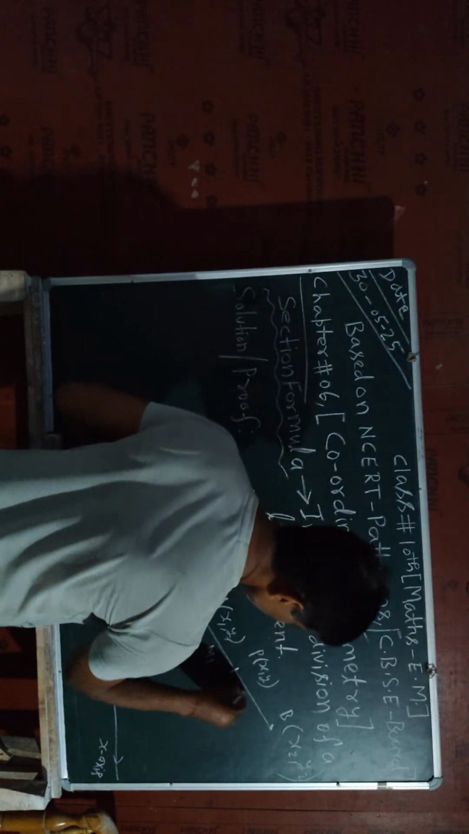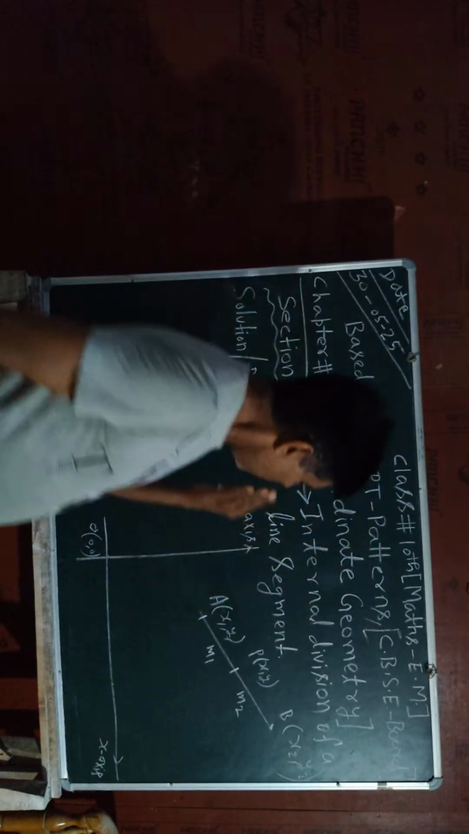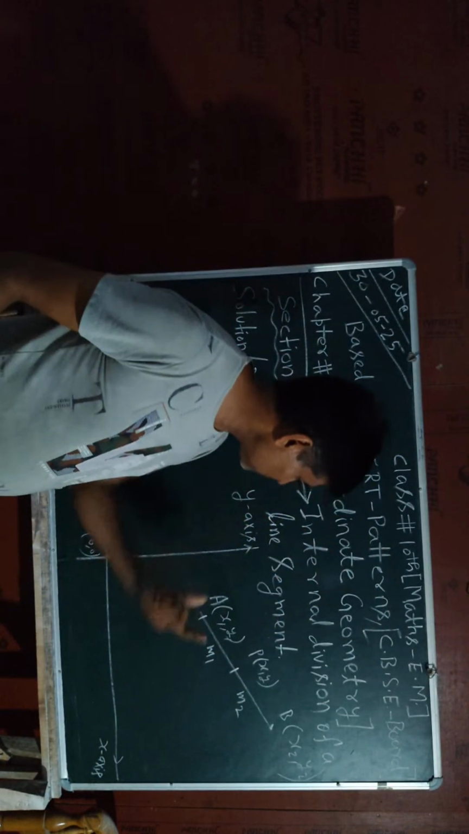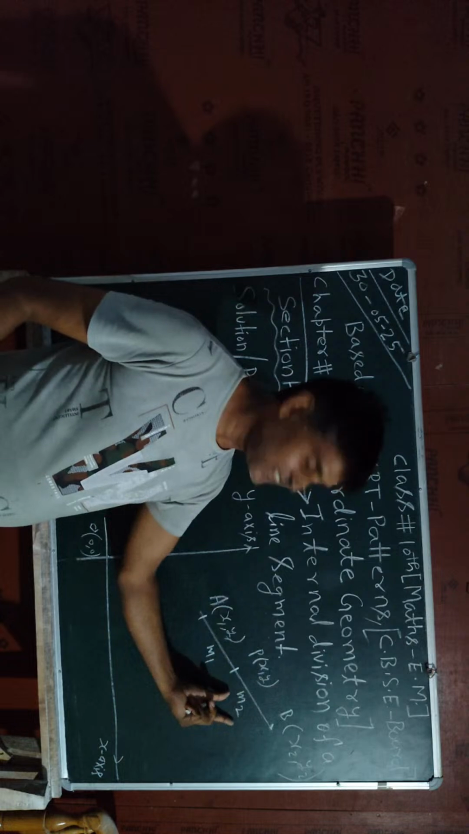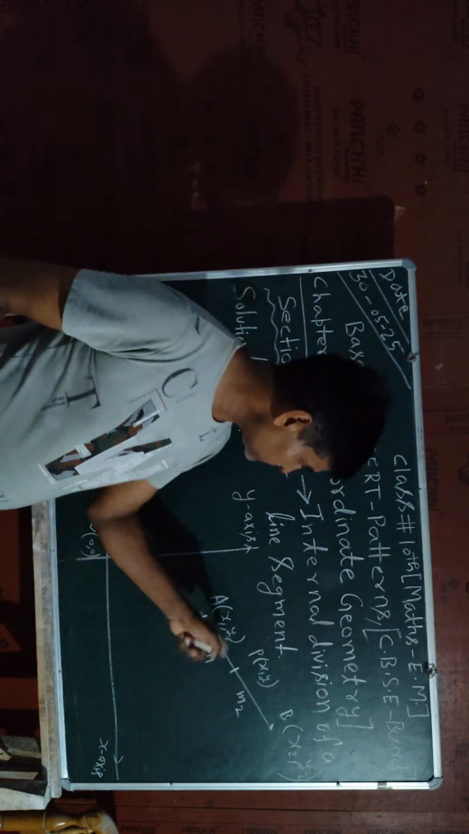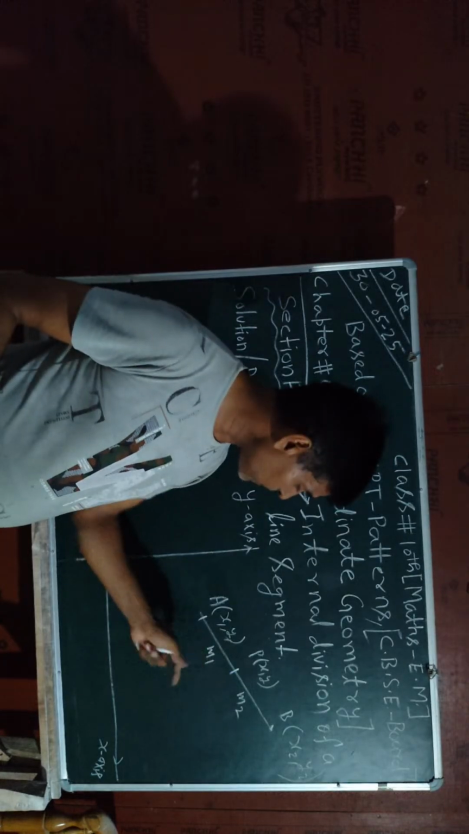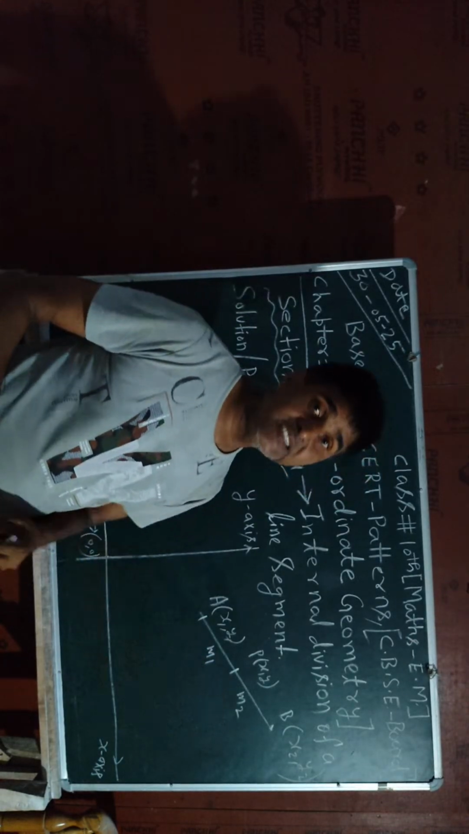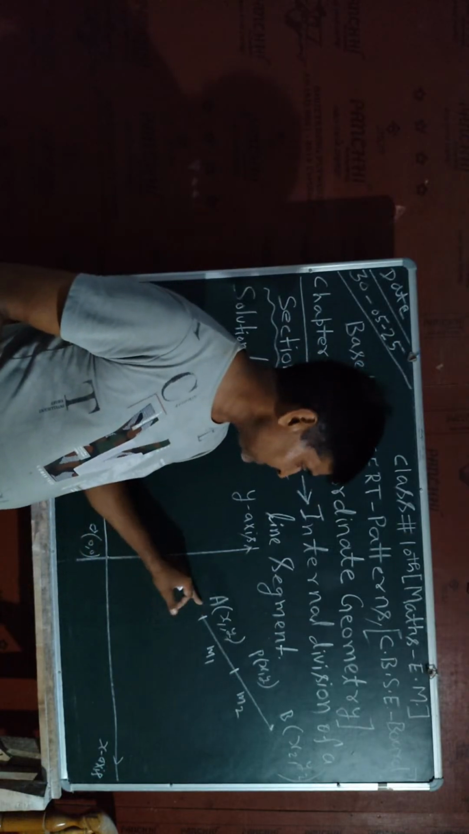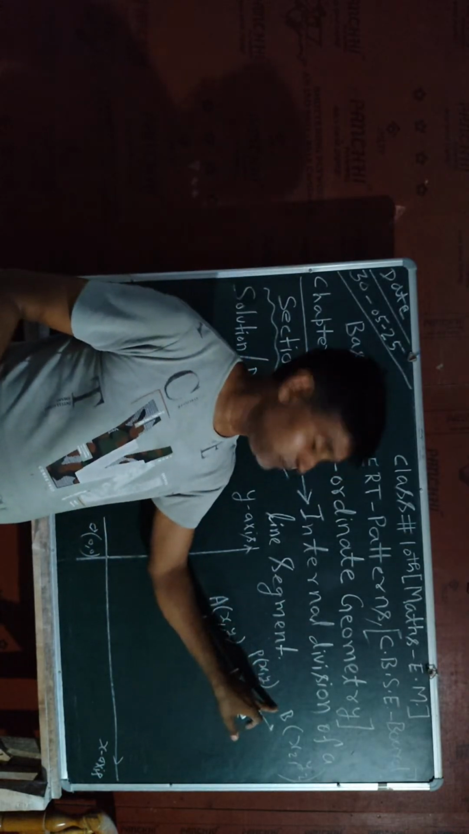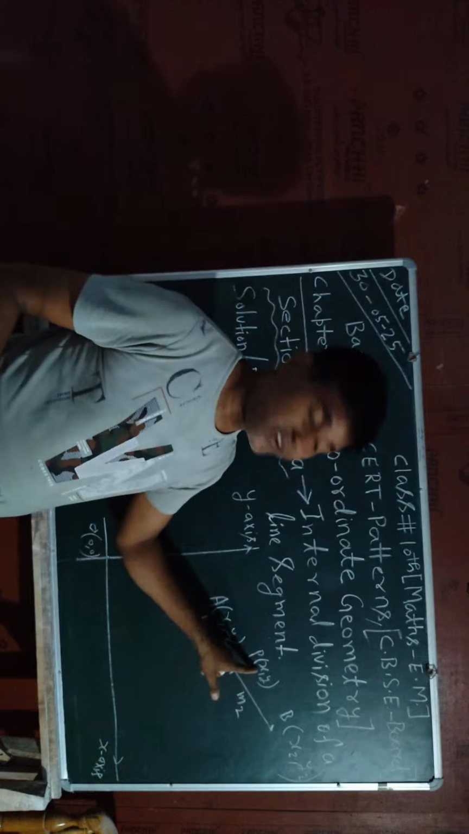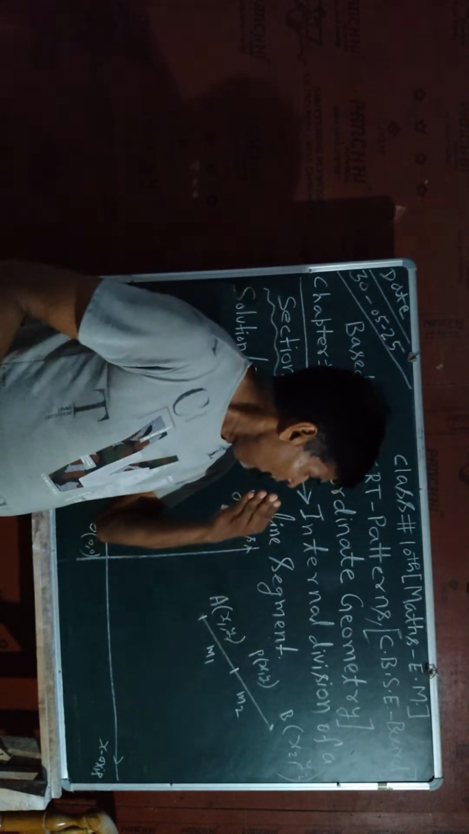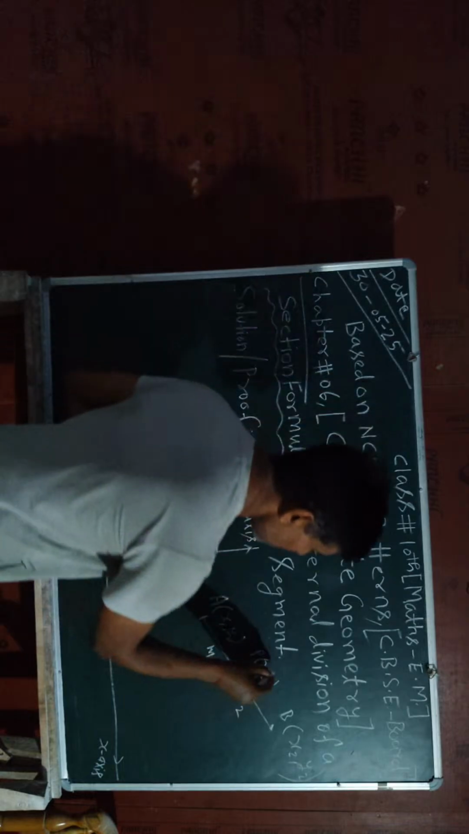in the ratio M1 is to M2. Sorry, the length of one portion, AP, is M1 and PB has length M2. So this line segment is divided into two parts. One part is M1 and another part is M2. The coordinates of point A are given and also the coordinates of point B are given. So we will use the section formula for evaluating the coordinates of x and also of y.